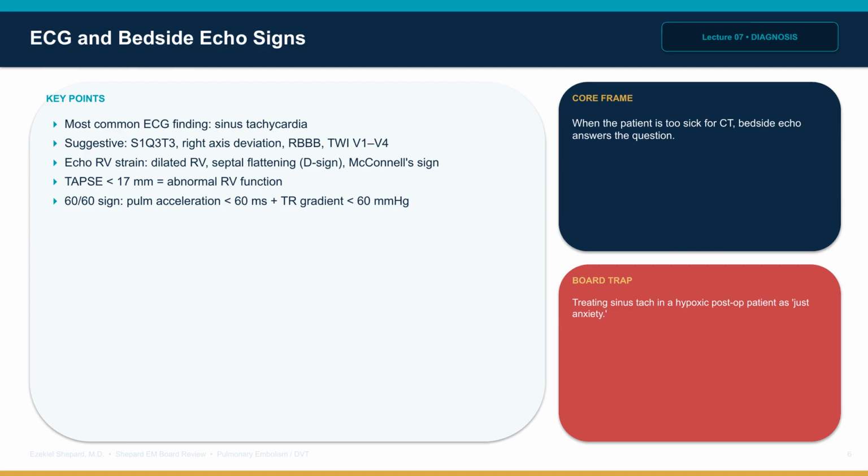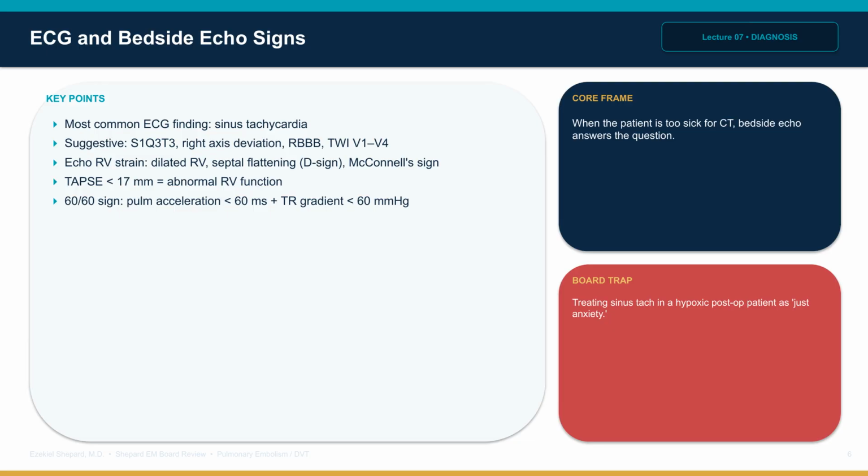The most common ECG finding in PE is sinus tachycardia. The S1Q3T3 pattern is the classic ITE buzzword, but is actually uncommon, present in less than 20% of cases. Other right heart strain signs include new right bundle branch block, right axis deviation, and T-wave inversions in V1 through V3. McConnell's sign is the high-yield echo finding: right ventricular free wall hypokinesis with preserved apical contractility. None of these are sensitive or specific in isolation.